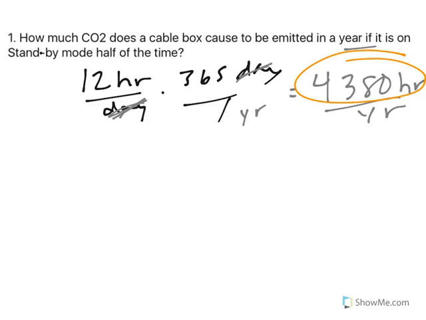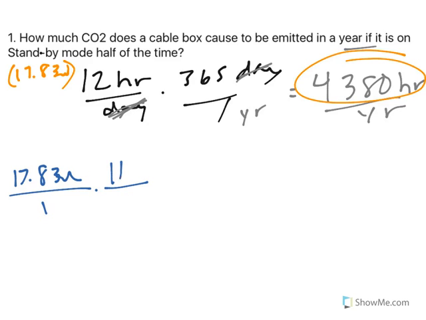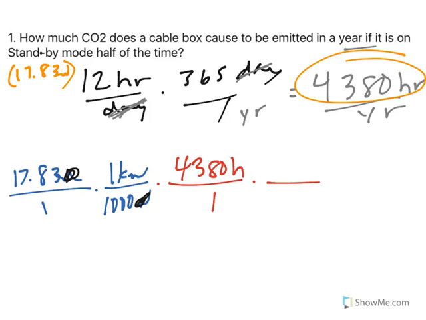Great. Now the cable box on standby uses 17.83 watts. So I can do my 17.83 watts over 1. 1 kilowatt is 1,000 watts, right? So that makes my watts cancel out. How many hours? Well, we just found 4,380 hours. And then once I have my hours, I just do the 1.37 pounds per 1 kilowatt hour. Kilowatt cancels out with kilowatts, hours with hours, and boom, I do my math.